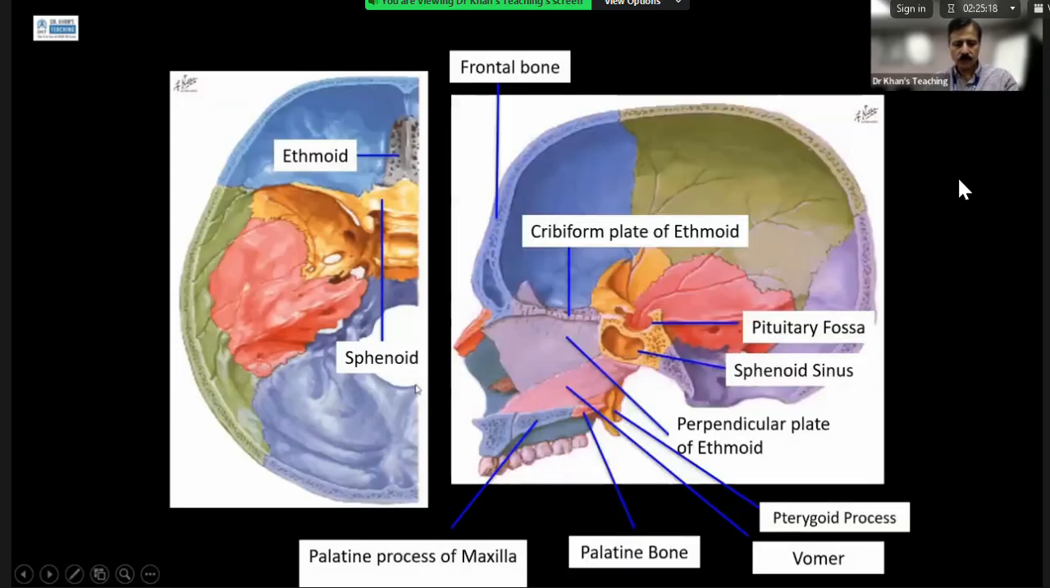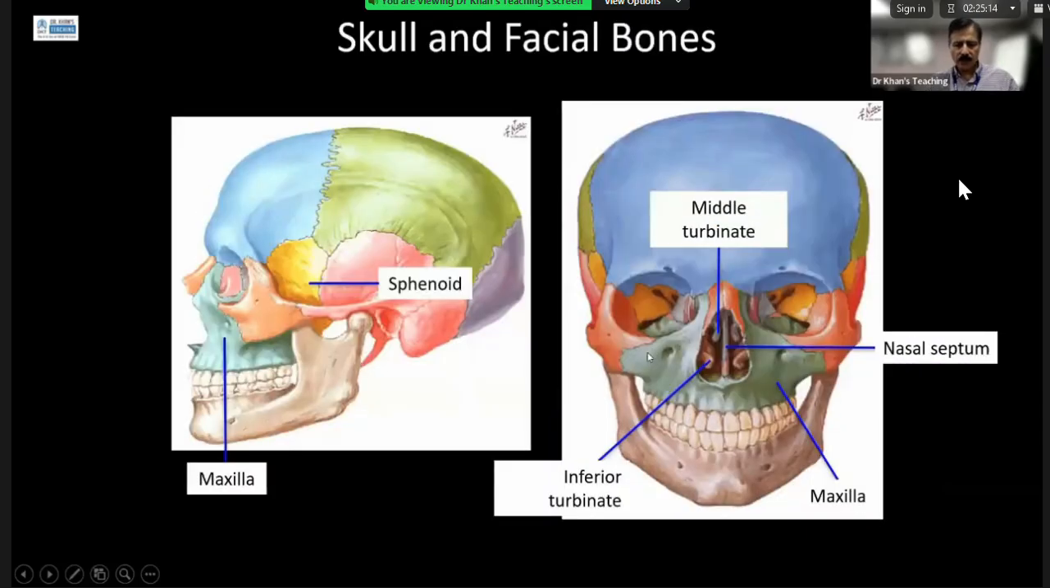So if you see here, just concentrate on this maxilla. So this is the maxilla, and this is the alveolar ridge of the maxilla. This is the nasal cavity, and you can see that there is a bony septum here. And these are the bones which are visible within the nasal cavity. This is the middle turbinate and the inferior turbinate.